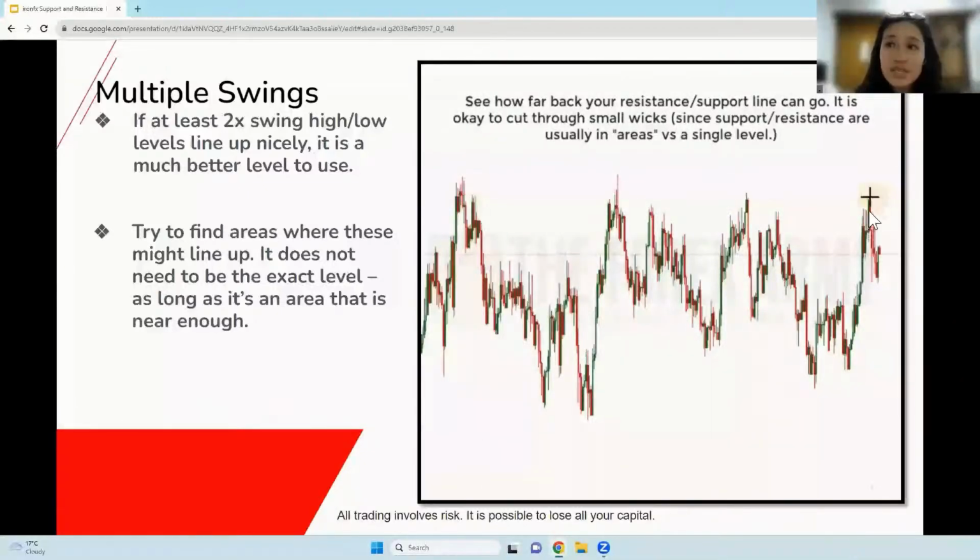Okay, so you can see here we have four swing highs that are about the same level, and we want to avoid cutting too many candlesticks, but if you're just cutting the wicks like in this example here, that's perfectly fine.